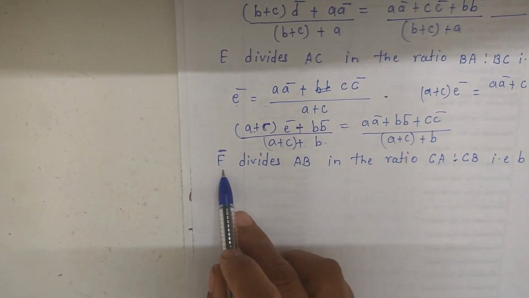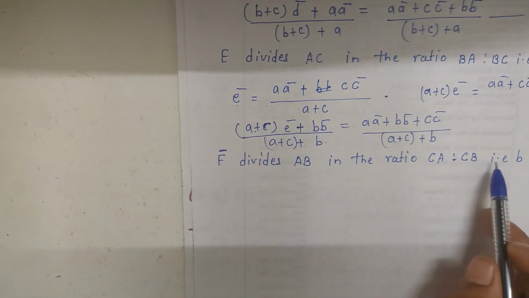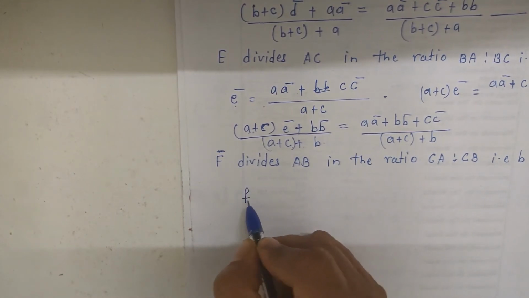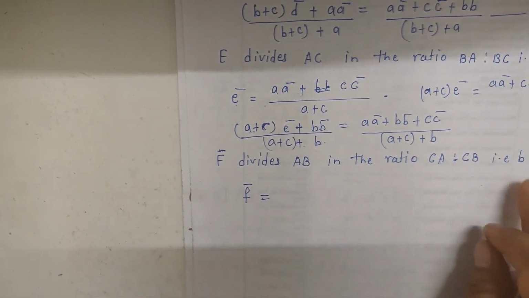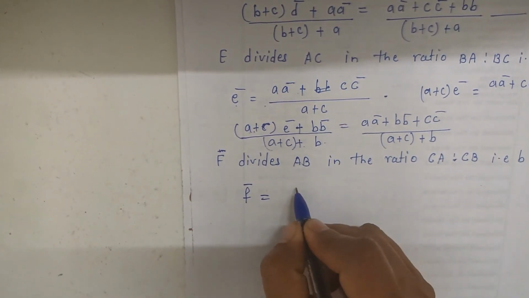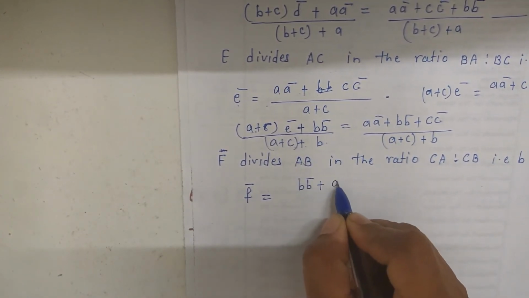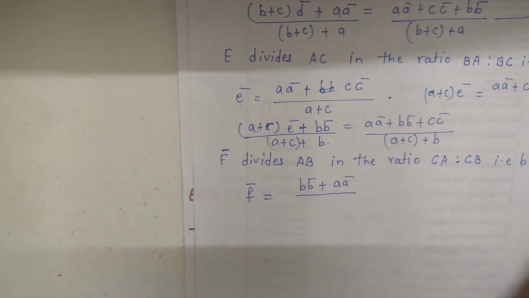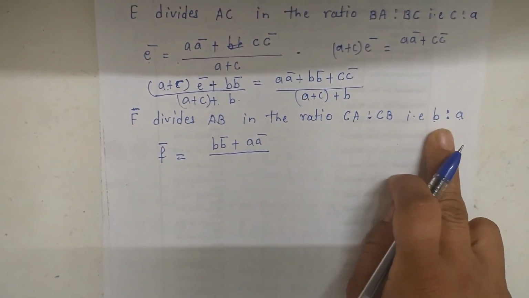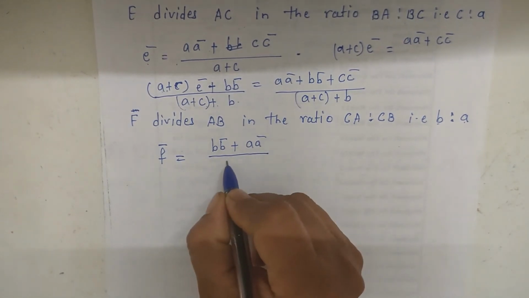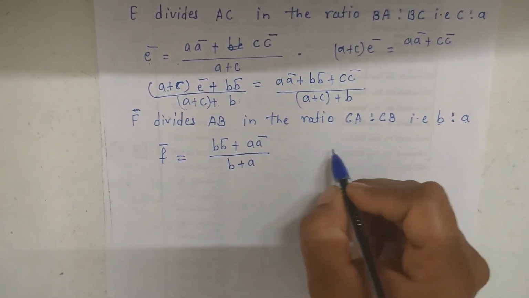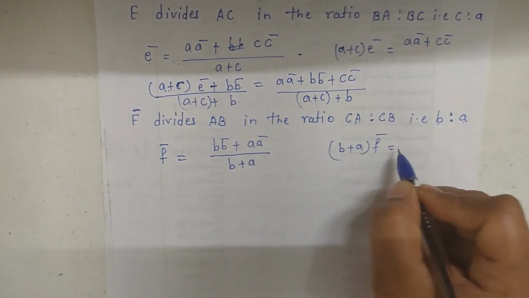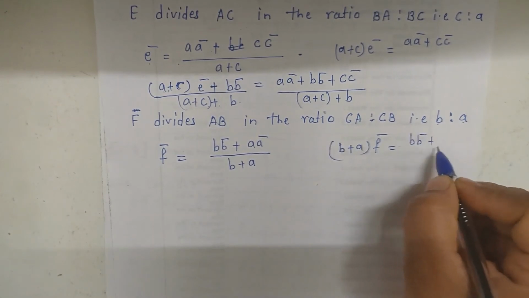Now the third point, F divides AB in the ratio CA is to CB, that is B is to A. So we can write the position vector of point F bar is equal to B into B bar plus A into A bar divided by B plus A, by using section formula. Again cross multiplying, B plus A into F bar is equal to B into B bar plus A into A bar.